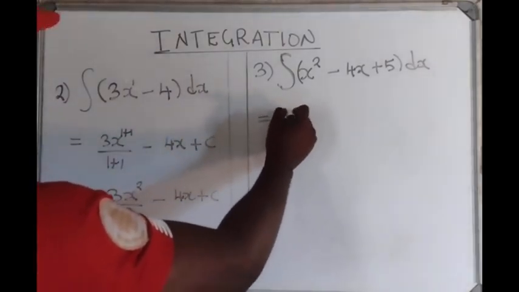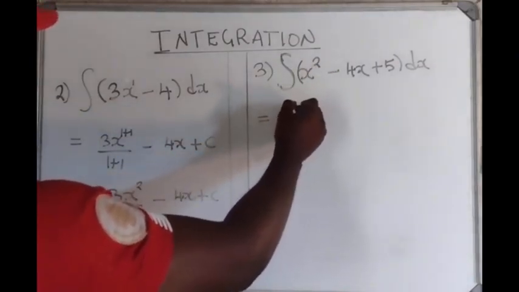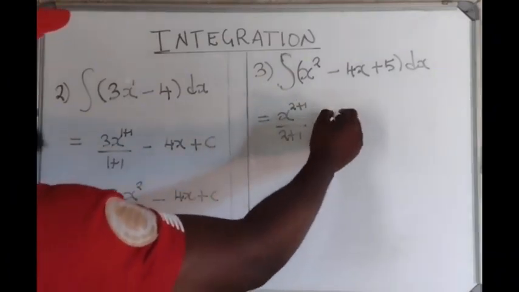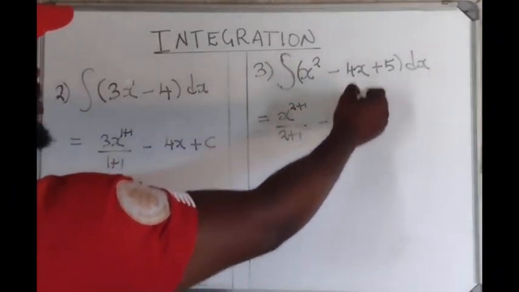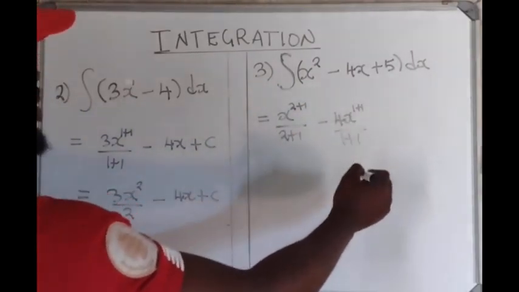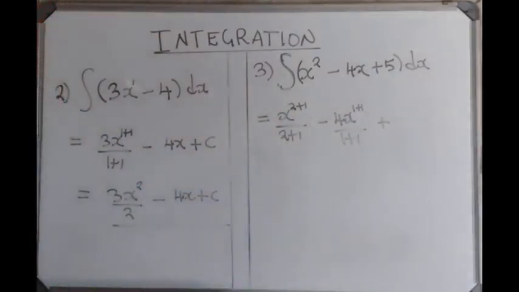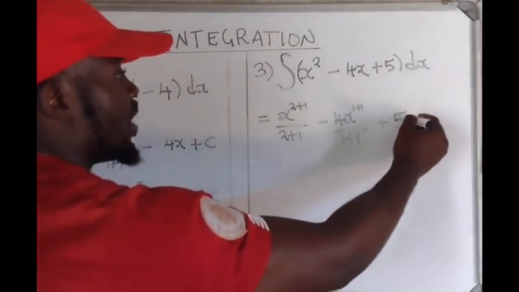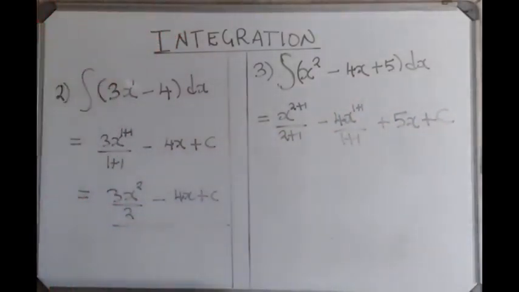Here we'll do this. We'll say x, so this power 2 will be added with a 1. Again, we divide this term by the power 2 plus 1, minus 4x. This x has a power of 1, so again plus 1 over this same one, which is 1 plus 1. Then plus, remember this 5 is a constant term. When you integrate this, it will be 5x. Then plus C, the arbitrary constant. I do hope that we are moving together there.